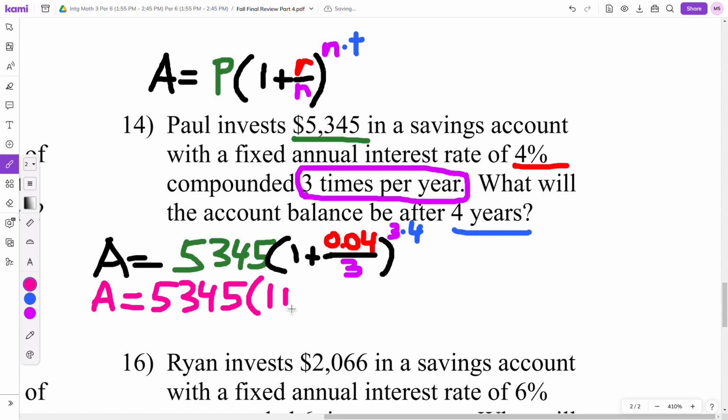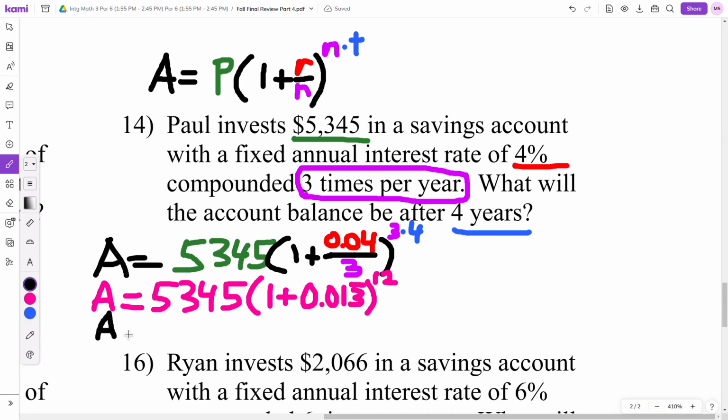And so we have 1 plus, I'd recommend don't do too much at once. So we have 1 plus 0.04 divided by 3. And that's going to give you 0.013 repeated, because it goes 3, 3, 3, 3, 3 forever, to the power of 12. And again, one thing at a time. In fact, I really believe in making fewer calculations and making more steps. It leads to more accurate answers.